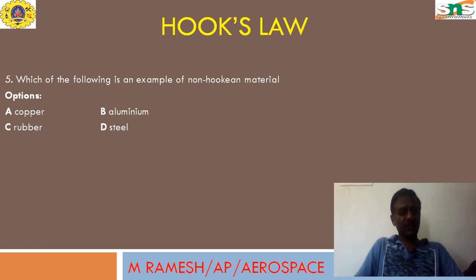Fifth one: which of the following is an example of a non-Hookean material, non-Hooke's law? Copper, aluminum, rubber, steel are the options. So copper, aluminum, steel, all of them go through elastic range and plastic range. But rubber, even though it is an elastic material, Hooke's law will not be applicable to rubber. So the answer is rubber, a non-Hookean material.